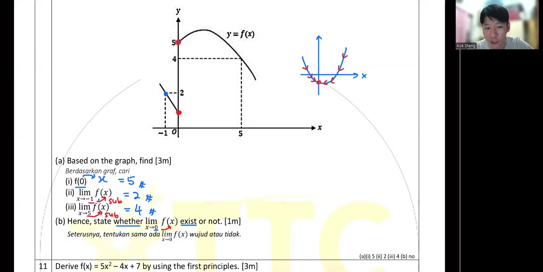Yeah, that's the way to determine. So that's why for this graph, it doesn't have, because left side, right side, go towards a different number. Okay, understand, but only 1 mark, okay? So this answer is no, tak ada.